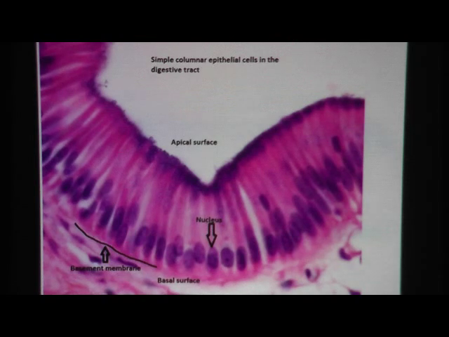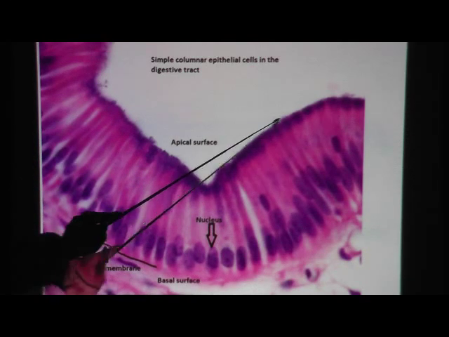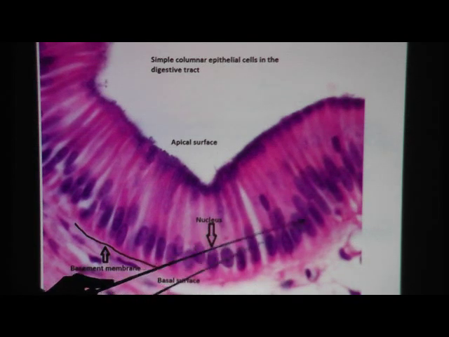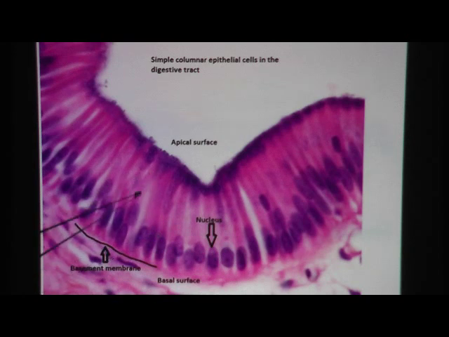So let's take a look at some samples. As you see here, there's a space, which means this is epithelium, and this would be the apical surface. Notice the dark horizontal oval, that would be the nucleus of these tall, skinny cells. So this is definitely a columnar cell. And most of the time, you can see pretty much one line of nuclei, so that would be simple. Put it all together, it would be simple columnar epithelium.